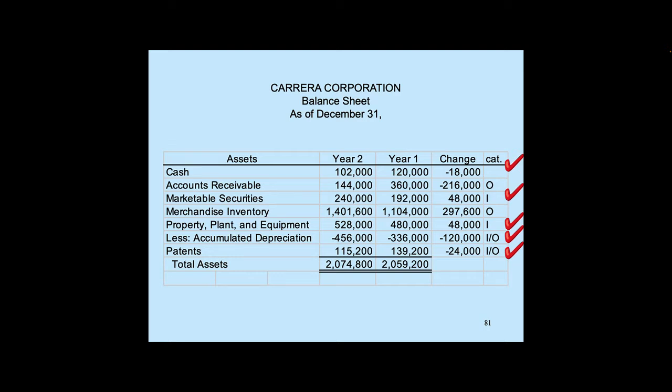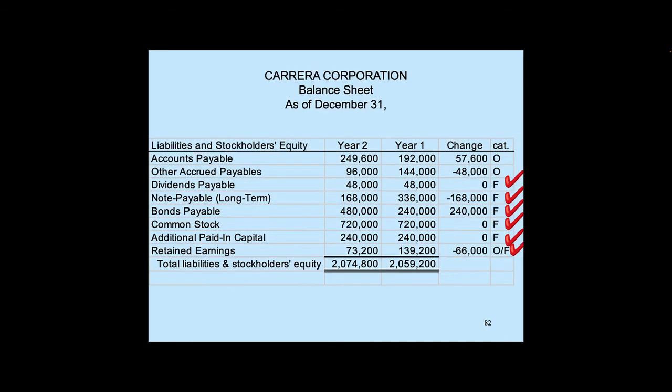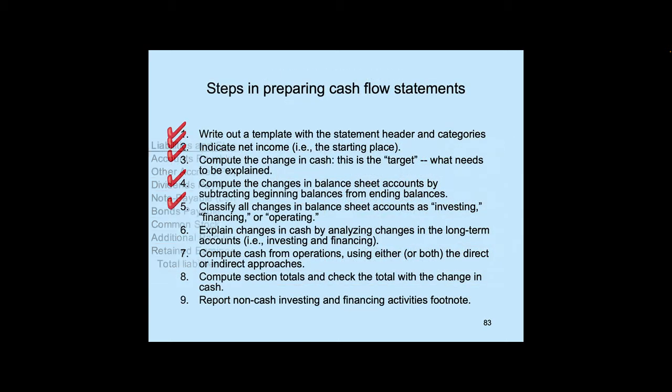Okay, so just to review from what we learned from the previous video, we had checked off all of the I's in the asset section and all of the F's in the liabilities and stockholders' equity section. And now we're going to focus on the O's, the operating activities. They're a little bit harder because they're reconciliations as opposed to direct effect on cash. They are the difference between what's reported in net income and the cash flow effects. So they are just a little bit harder.